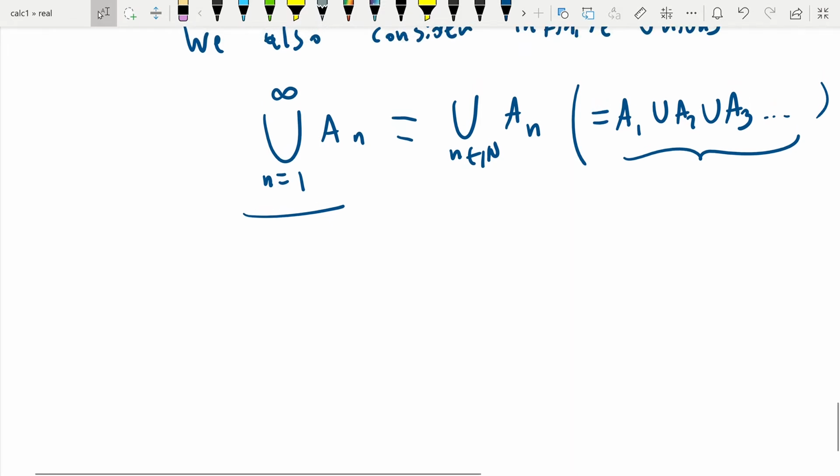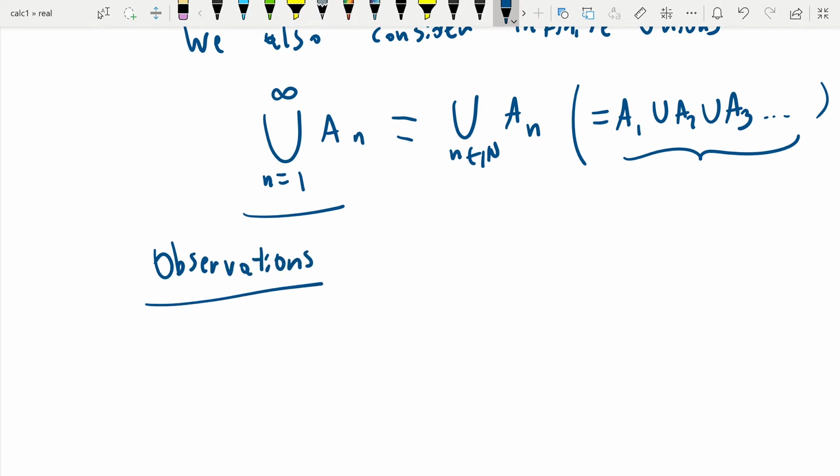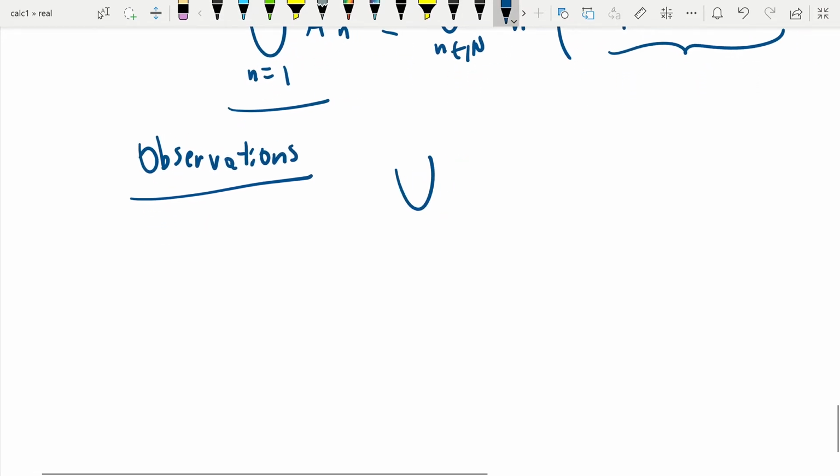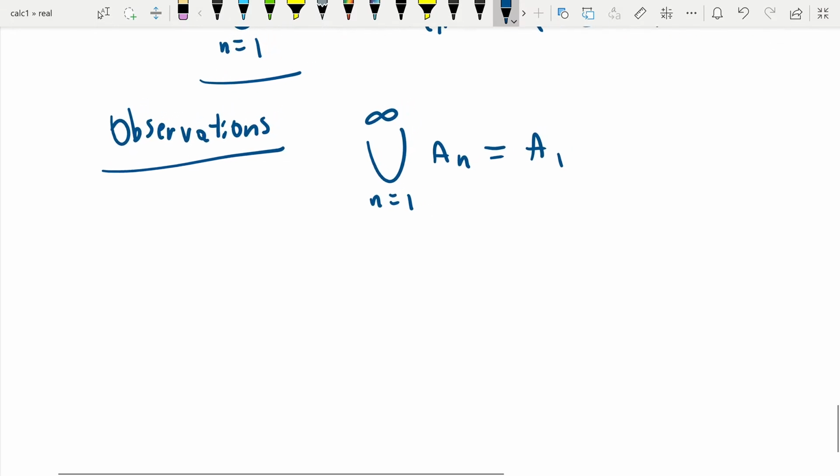Some observations for this particular example. The first one is that since the sets are actually becoming smaller, the union of all the A sub n's is A sub 1. A sub n, for any n greater than or equal to 1, is not adding any new elements to A1. So A1 already had all the elements that the A sub n's can possibly contribute to it.